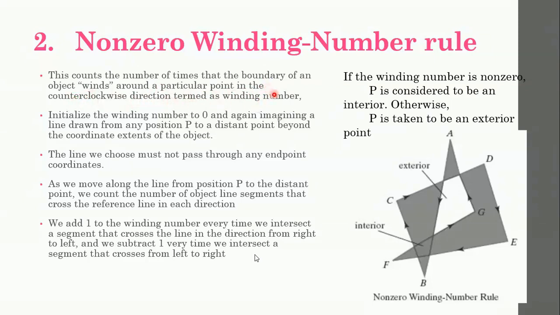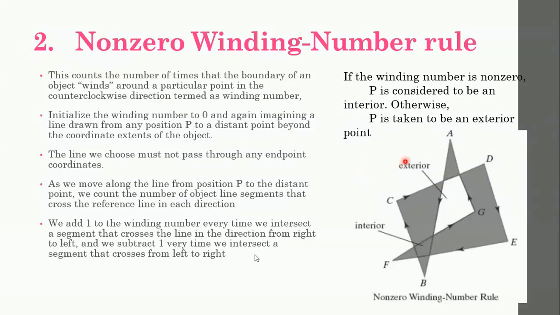So here the method is different from the previous method. Here we are going to write the directions for each of the edges. This is a difference here. So take initially the winding number as 0, and imagine a line drawn from any position P to a distant point beyond the coordinate extents of the object. So the procedure here is first you initialize the winding number, and you write the winding number as 0 initially.